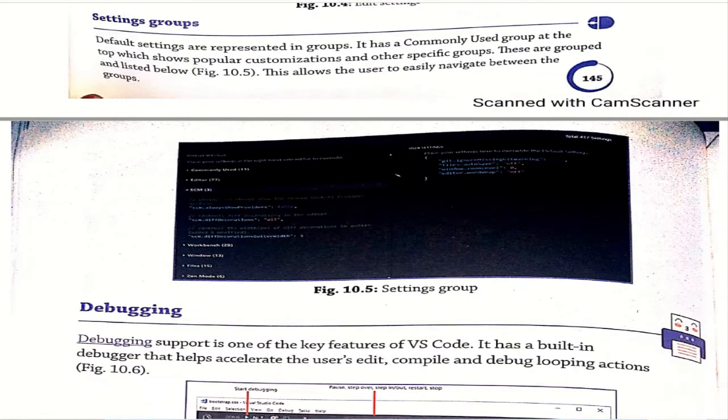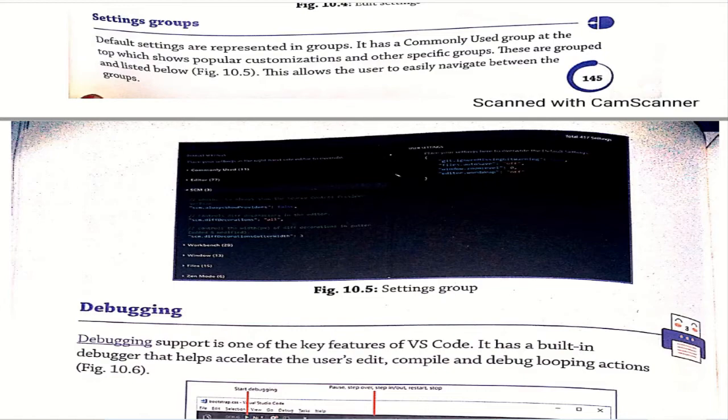Next is setting group. In setting group, the default settings are represented in groups. It has a commonly used group at the top which shows popular customizations, and other specific groups. These are grouped and listed as below. You can see these are the groups which are available. This allows the user to easily navigate between the groups.